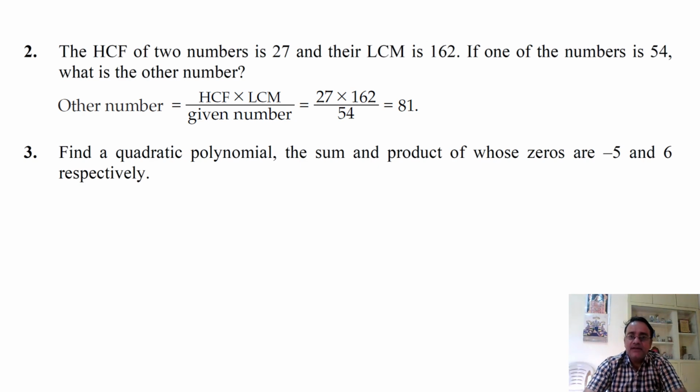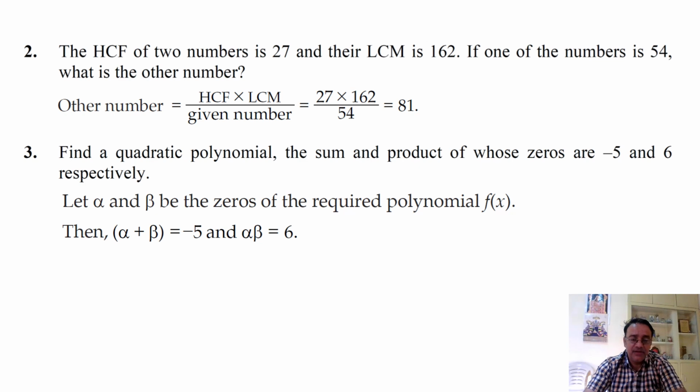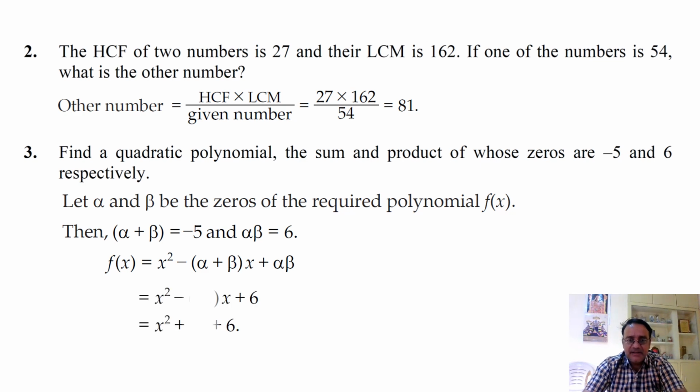Now, find a quadratic polynomial, the sum and product of whose zeros are -5 and 6 respectively. So here the sum is given and the product is given. Alpha plus beta is given as -5 and alpha beta is given as 6, and we know that the formula of the quadratic polynomial is x square minus alpha plus beta into x plus alpha beta. So this is the formula. Now we are going to substitute the value of alpha plus beta and alpha beta. Alpha plus beta is -5 and alpha beta is 6. So the final answer is x square plus 5x plus 6.